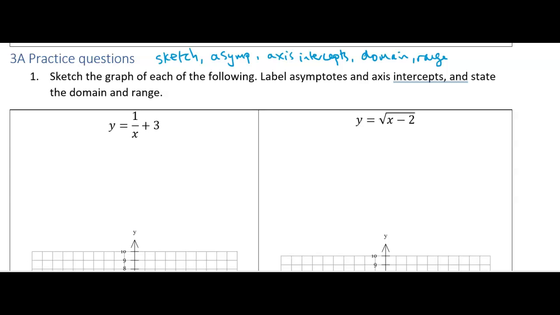So this time we're looking at functions and the transformations they have. When I look at an equation like this and I'm thinking about the graph, I say, okay, it's a hyperbola because it's 1 over x. So I'm picturing a hyperbola in my head, and the +3 means it's been shifted up 3. The next one is a square root graph. This one's a little bit harder, but the -2 just means it's shifted to the right 2.